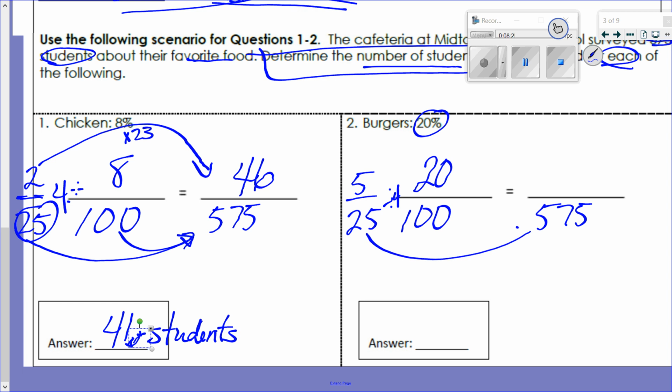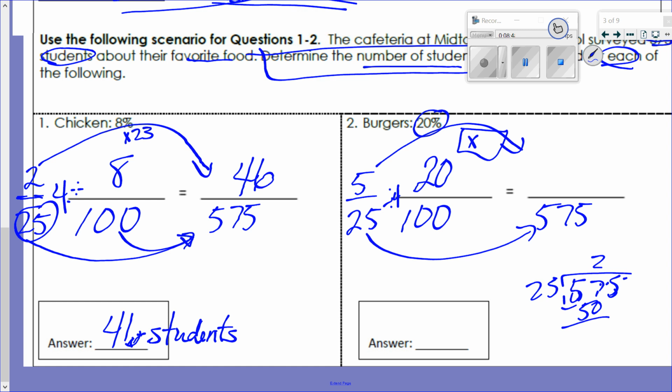So now how do I go from 25 to 575? What's my magic box? Just to make sure, because I apologize, I probably shouldn't have just done that in my head for you guys. So for 575, we're going the other way. 575 divided by 25, it's going to go twice. That gives me a 50, 75 is going to go 3 times. So that tells me my magic box was 23.